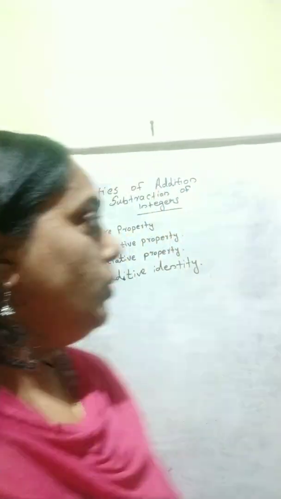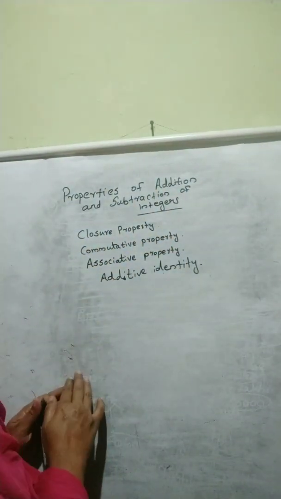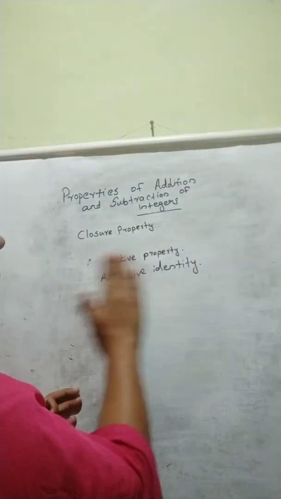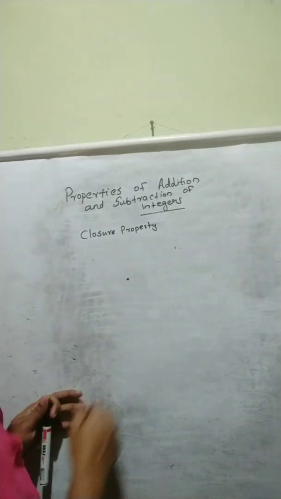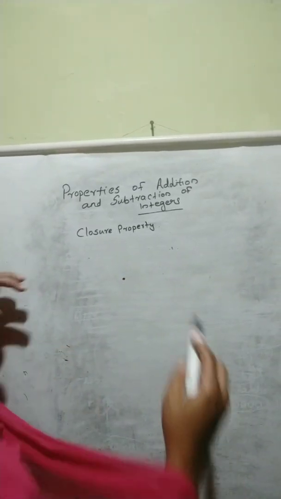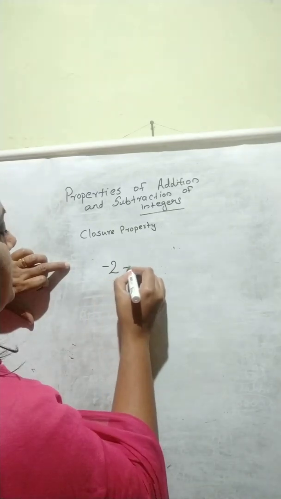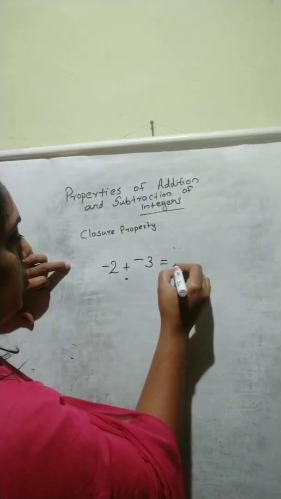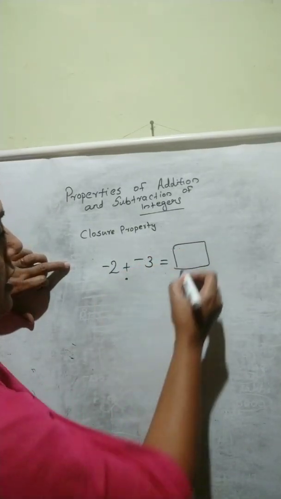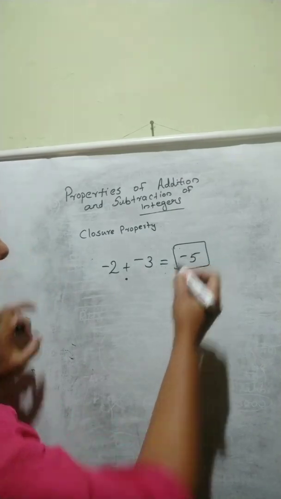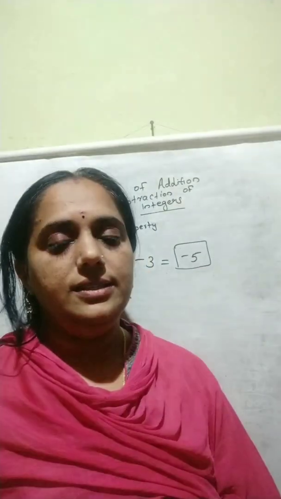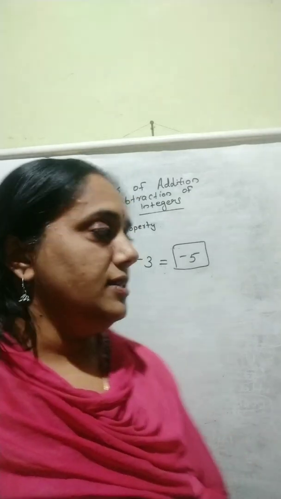Okay, now the first one, closure property. Actually, when we are adding two integers, -2 and -3. What is the answer? -5. -5 is also an integer.